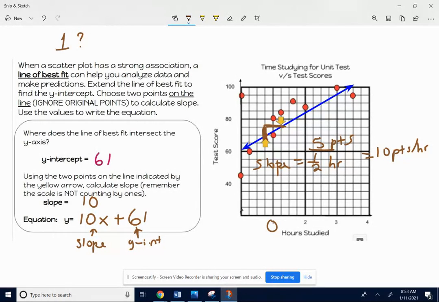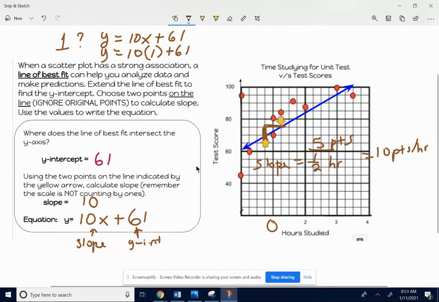So this is on your next slide. Predict the test score for 1 hour of studying based on this data. If it's 1, you're going to take the equation and replace x, because x is hours, and that's what they're giving you. They're giving you 1 hour. You're going to take that x value of 1 and put it in for x. So we get y equals 10 times 1 plus 61. Y is the test score; that's what we're trying to find. So that variable is still there. They gave us 1 hour, which was the x value. So all we have to do is take 10 times 1, add 61. 10 times 1 is 10, plus 61 is 71. So 71 is a good prediction for 1 hour of studying. I think we said 71 or 72 when we looked at the graph.